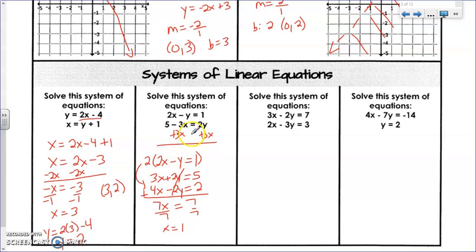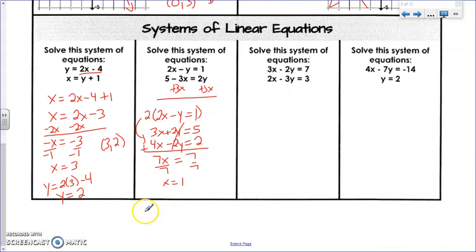I can plug it back in place of either one. I'm going to use the first one. So I'm going to have 2 times 1 minus y equals 1. 2 times 1 is 2. So I'm going to subtract 2 from both sides. Negative y equals negative 1. Divide by negative 1. So y equals 1. So my ordered pair here is 1, comma 1.